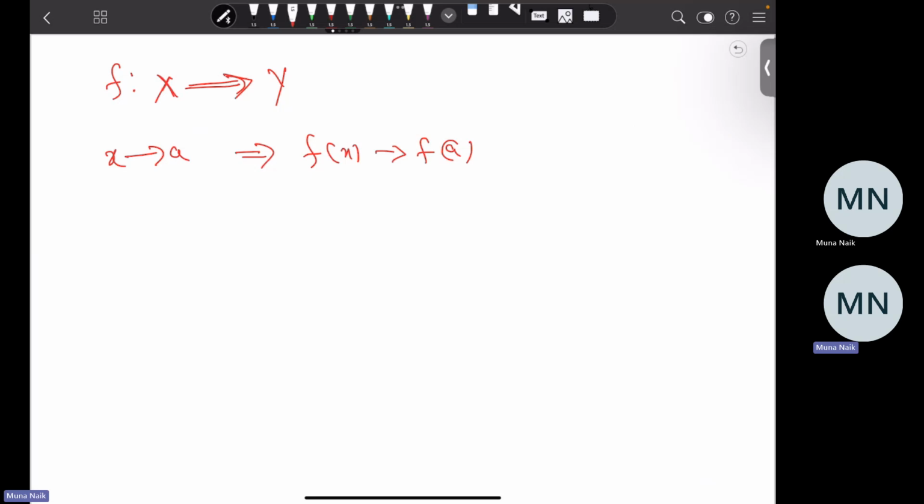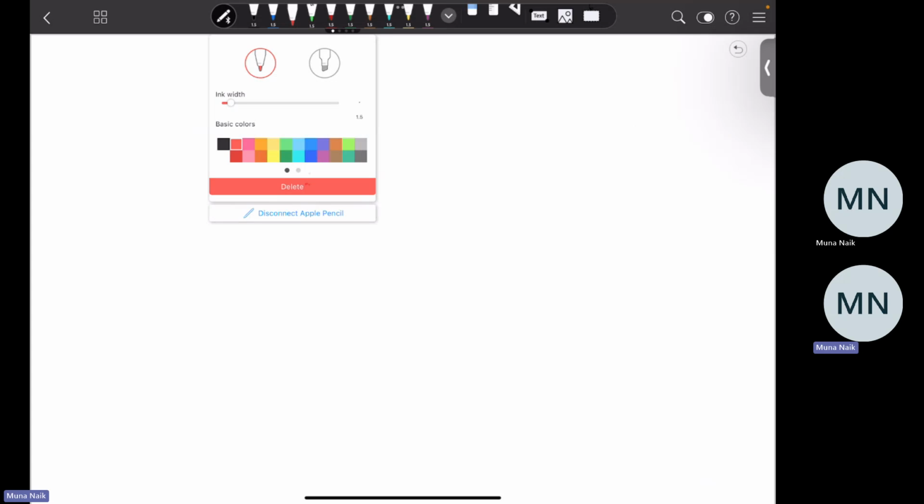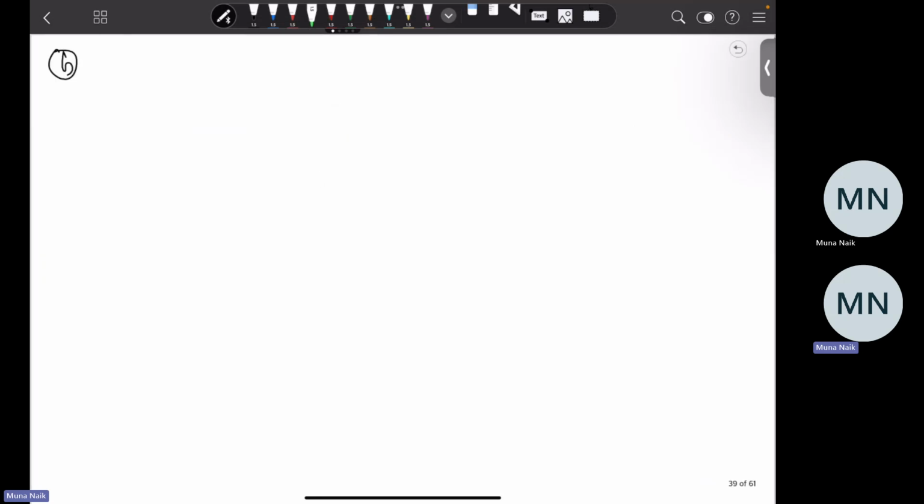So roughly speaking, you can control the distance between f(x) and f(a) by the distance between x and a. Now, what is the idea of this? It is the one variable thing. So let us understand the one variable case.